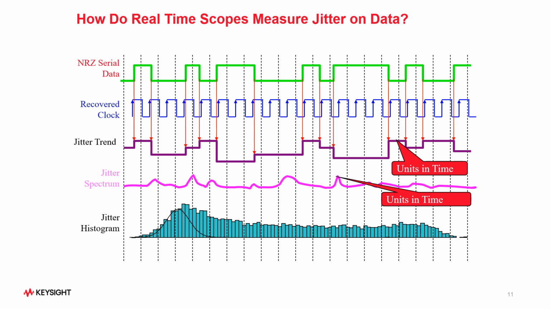How do real-time oscilloscopes measure jitter? A real-time oscilloscope first acquires a record of the signal, in this case an NRZ serial data stream. Next, the embedded clock is recovered using software. The clock recovery is always required for performing a series of time interval error jitter measurements. Other jitter measurements such as cycle to cycle clock jitter, N cycle jitter, as well as parametric measurements do not require clock recovery.